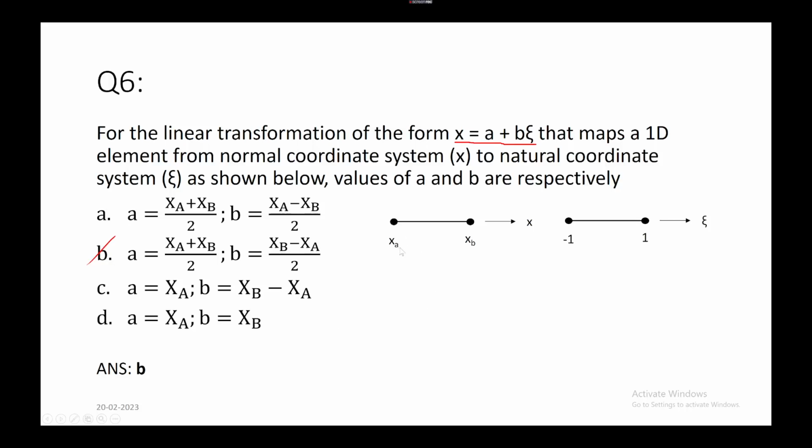So this is a linear mapping from the normal coordinate system, which is based on x, to the natural coordinate system, which is based on eta. We use a linear transformation in the form of x is equal to a plus b times eta. This maps the element from the normal to the natural coordinate system. The values of a and b were the question, and we just solved how to get a and b. We'll go to the next one now.